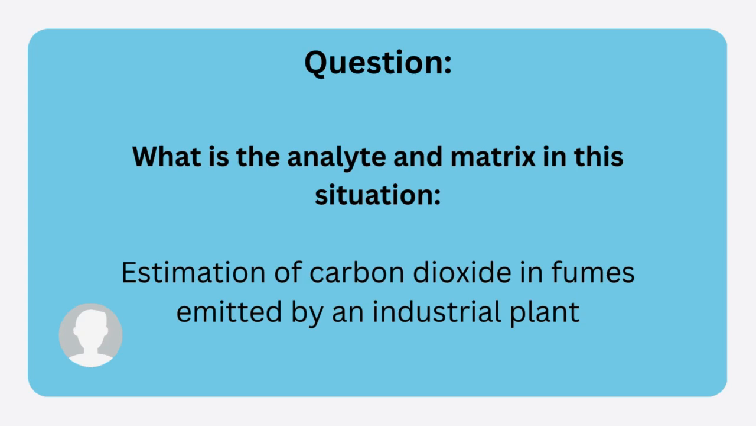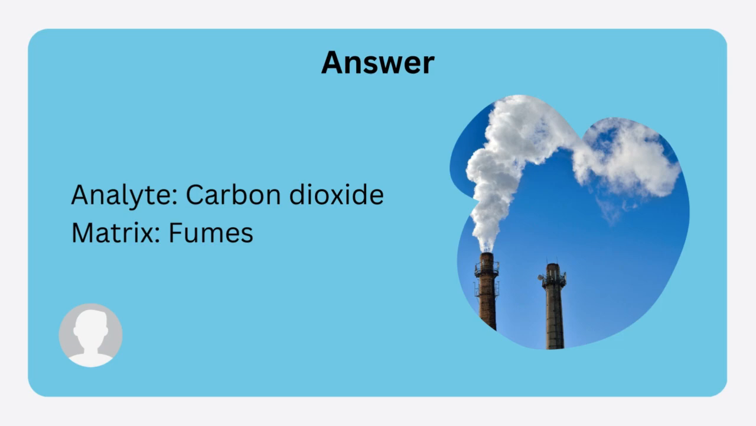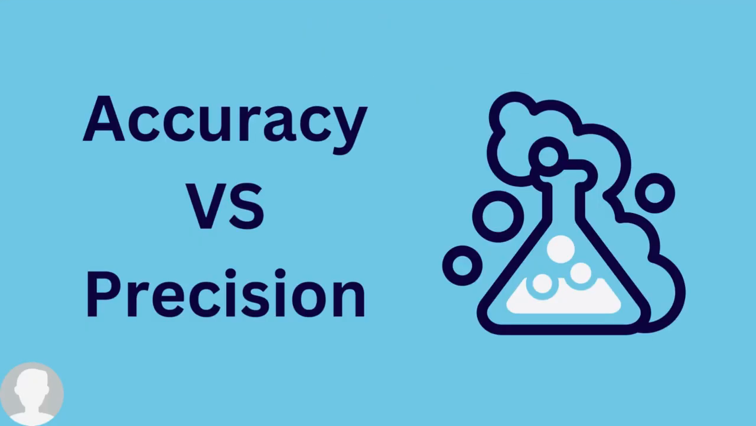Now I'm going to pose a question. I'm going to give you 10 seconds to answer it. What is the analyte and matrix in this situation? Estimation of carbon dioxide in fumes emitted by an industrial plant. Time's up. So the answer to our question earlier is that the analyte for our situation is carbon dioxide, while the matrix is fumes.